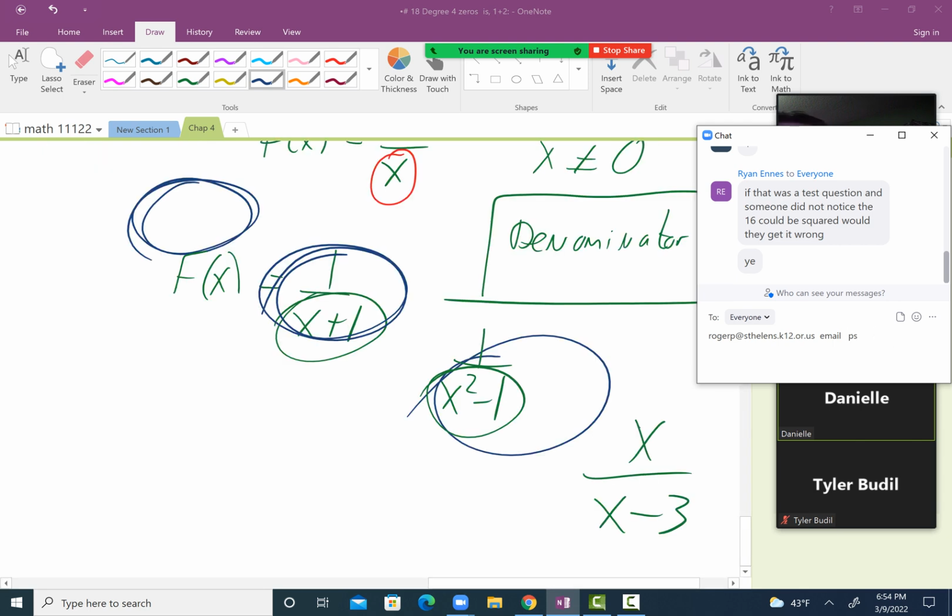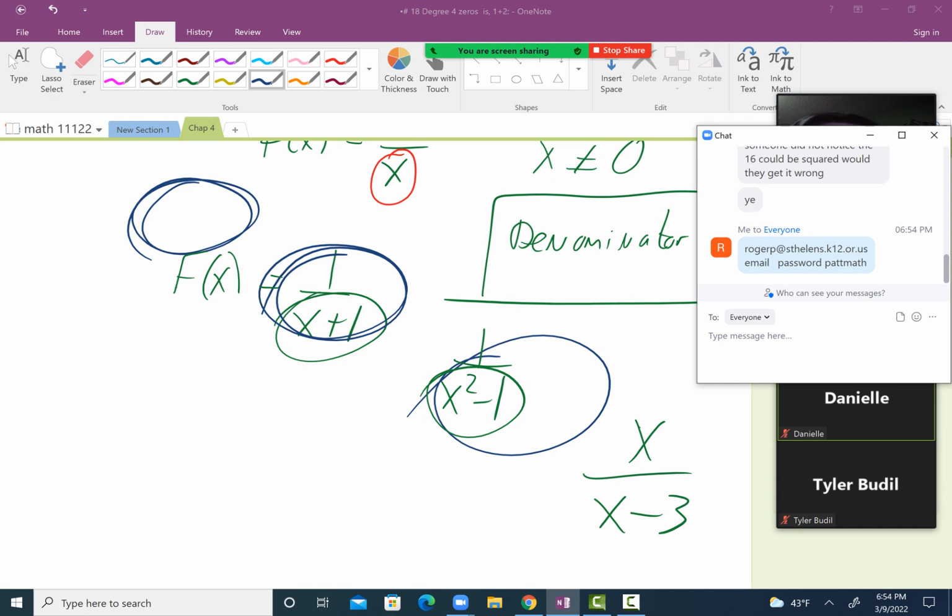And the password is the same as it is with PCC. The email is rogerp@sthelens.k12.or.us. The password is patmath.